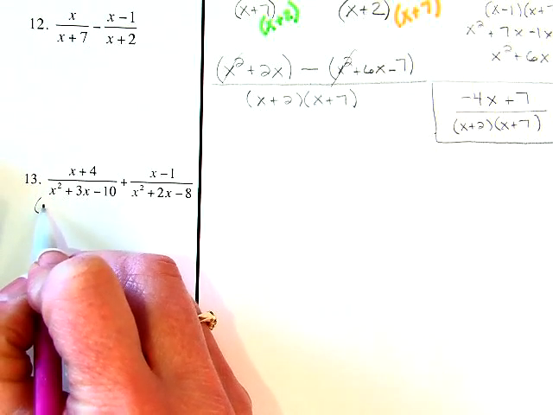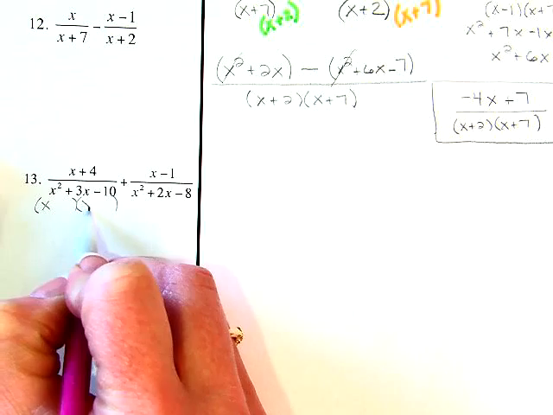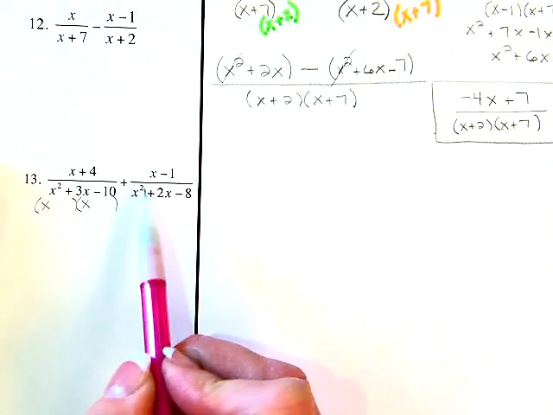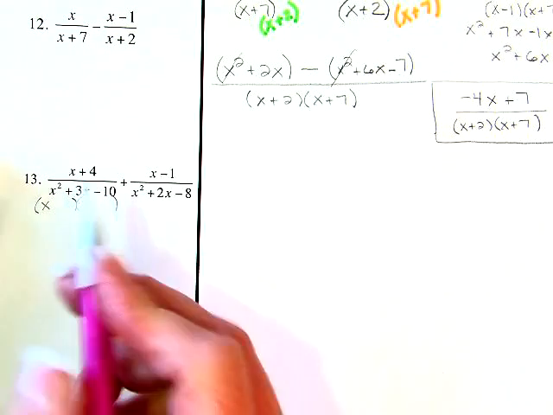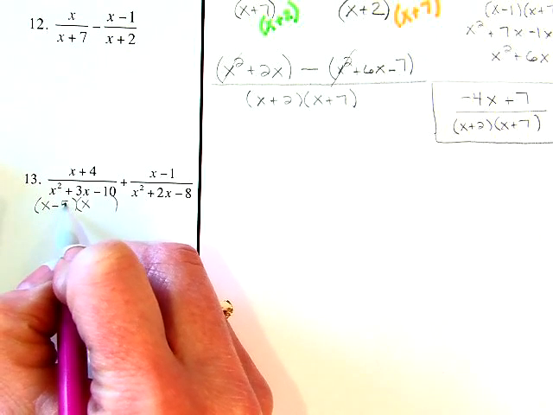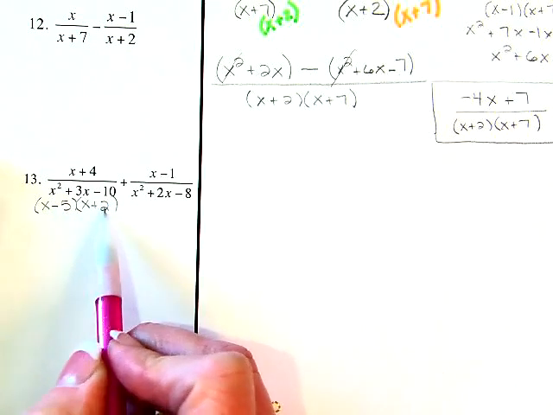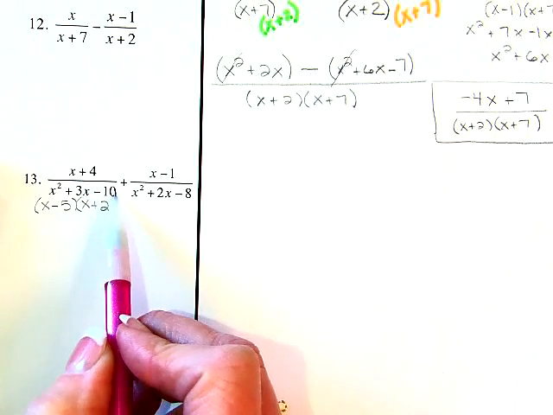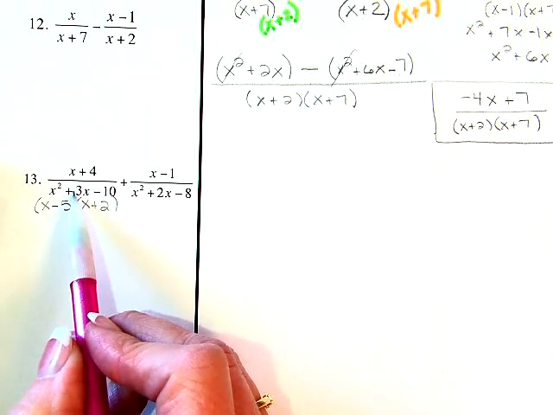Here we have two binomials. X and x is going to start both of them. We need two numbers that multiply to be negative 10 and add to be 3, which are negative 5 and positive 2. So I'm going to double check my work. Negative 5 and 2 multiplied together is negative 10. Added is, oh, see, that's a positive 3.